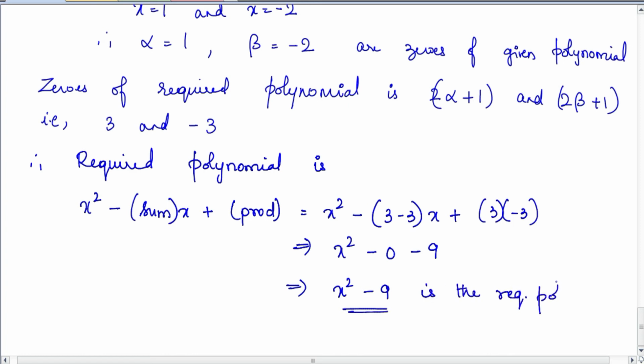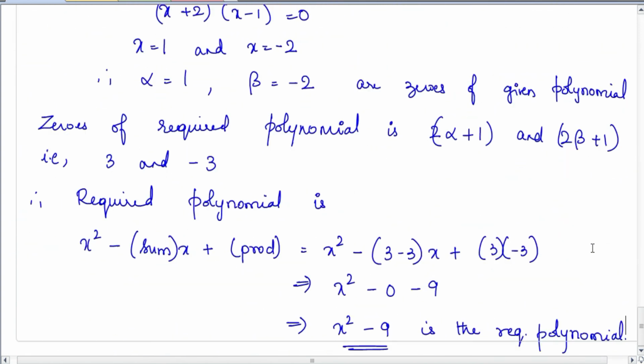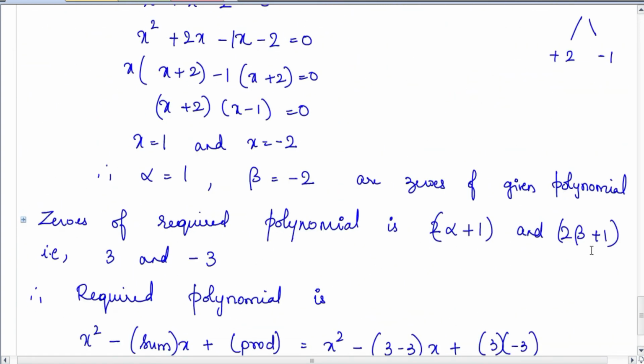Hope this is clear. So one polynomial they have given, we found the zeros of it. Using that, we found the zeros of the required polynomial, and then we used the sum and product of it to write the required polynomial. So it's quite a lengthy question. It's going to come under the 3 marks or 5 marks section. Hope this is clear. It's an easy one. It is like solving two different questions.